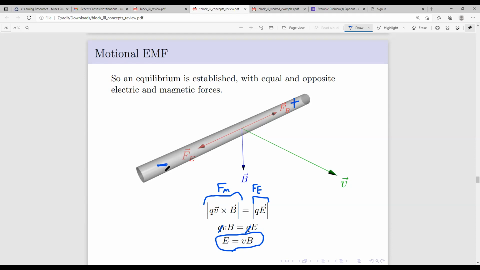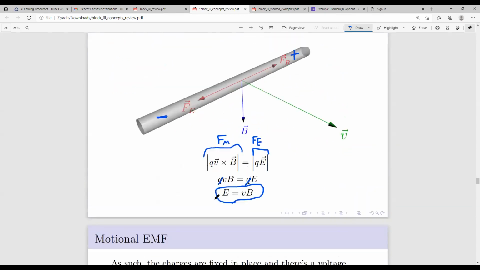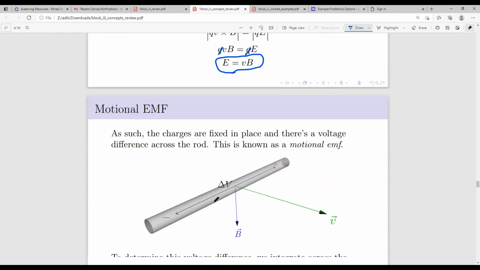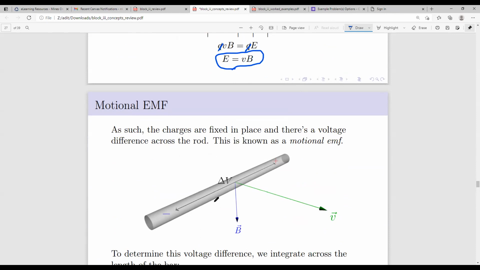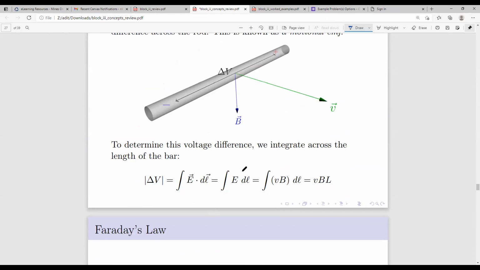And what this tells us is that if I have an electric field, that insinuates a voltage. After all, I know from block 1 and 2 that I can just integrate along an electric field to find what my voltage is. So I can just integrate this electric field because I know what it is. It's V times B. And integrating across the length of the rod gives me V times B times L.